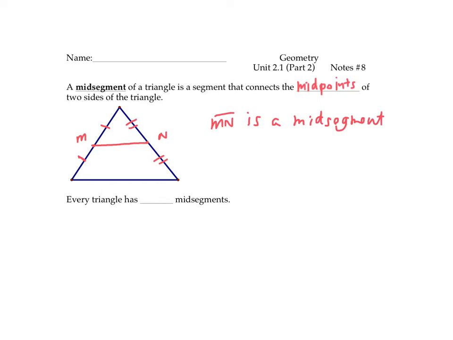Now every triangle actually has three midsegments. So imagine if we come down here and we put point P as the midpoint of this third side of the triangle. Then point P could be connected to M, and point P could also be connected to N. So line segment MP and line segment PN are also midsegments.